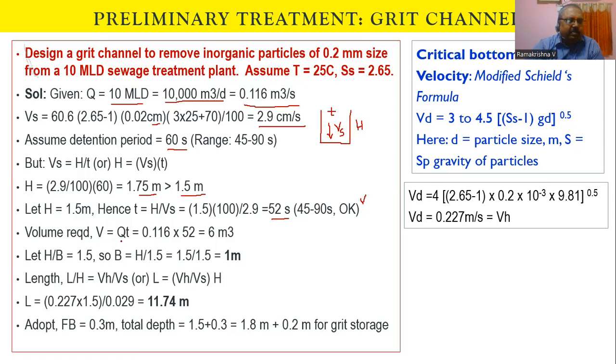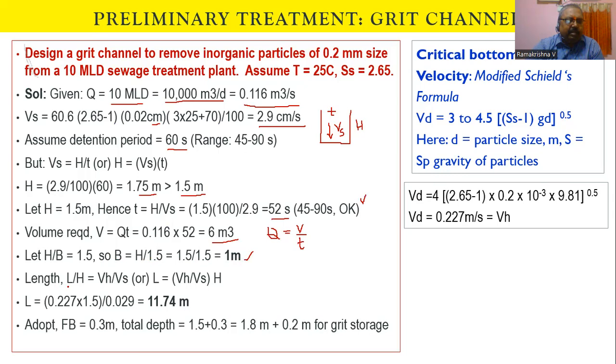Volume required is equal to Q by T. So we have already seen a number of times Q, discharge, is equal to volume by time, because the unit of discharge is meter cube per second. So meter cube is volume, second is the time. So volume is nothing but discharge multiplied by time. So that is what we are doing. 0.116 meter cube per second into 52 seconds will give you 6 meter cube. So h by b, if you assume 1.5, b is equal to h by 1.5. H we already assumed 1.5. Divide by 1.5, we'll get b is equal to 1 meter.